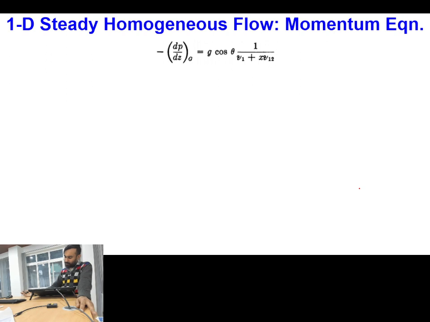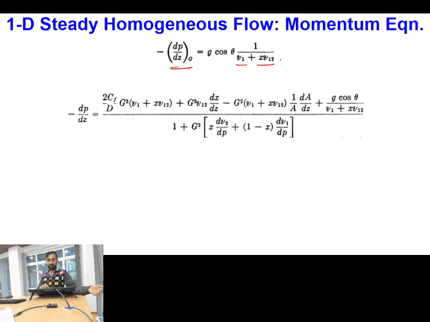Then comes third component. It is very easy. So dp by dz into g. So this was rho g cos theta, and rho you have written as v1 plus x times v1. So now what I need to do? I need to do summation of all these quantities to get my total pressure drop. So this is my total pressure drop equation. Okay, so this is nothing but my total pressure drop equation. If you have to calculate pressure, then you need to solve this equation.